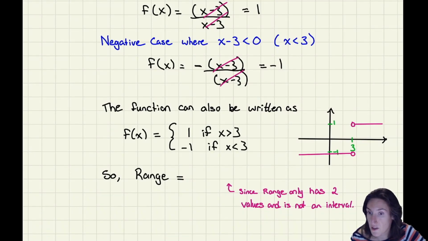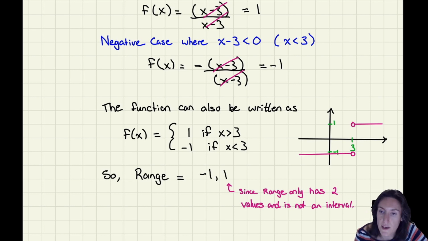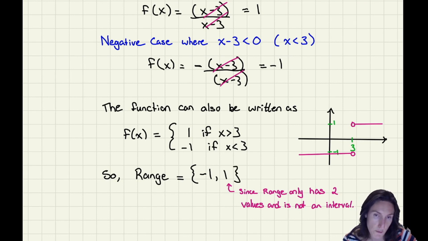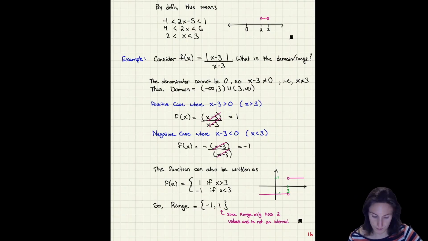So what is our range in this case? Well, we can only have two values. We can have negative 1, or we can have positive 1. And because we can only have two values, in terms of notation this is when we use these squiggly brackets here. We can't do an interval because it's not values in between negative 1 and 1. It's discretely negative 1 or positive 1. So that's why we have our little squiggly brackets there.